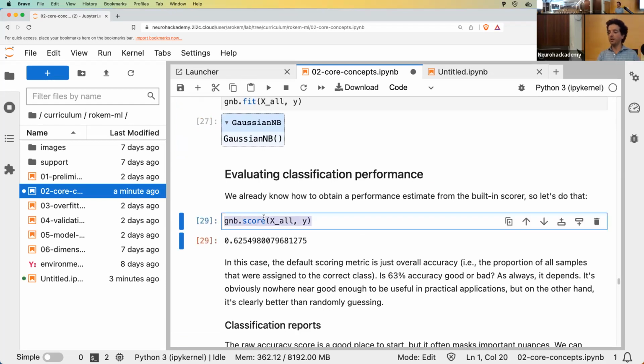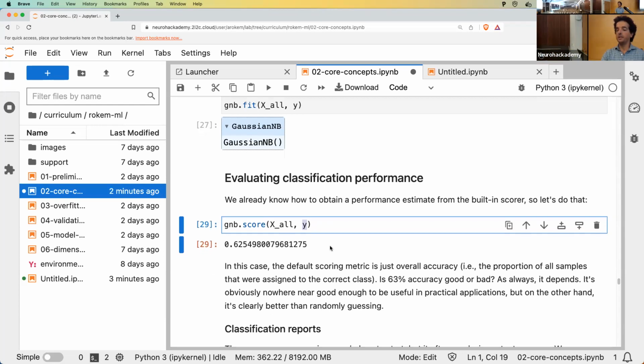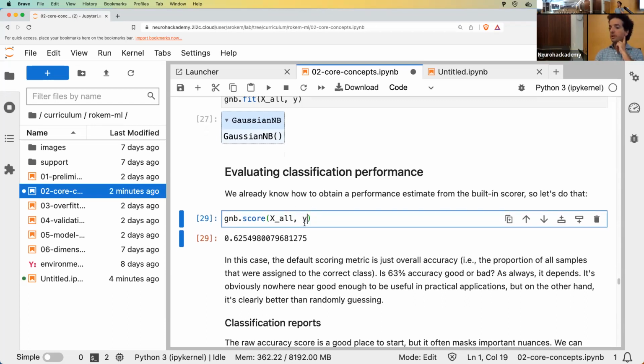And in this case, the scoring is the accuracy. That is, you have all the samples. So here we're scoring on the original data, so this is kind of like the overfit case. We're scoring on all of the data, and the question that this scoring answers is: what proportion of the predicted values matches the true Y value here, right? And the answer to that is 62.5%.